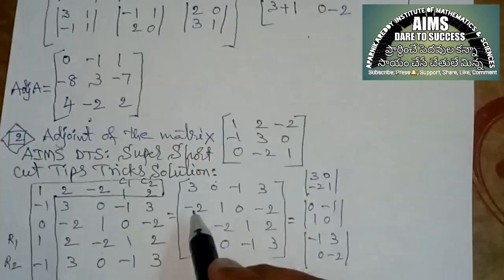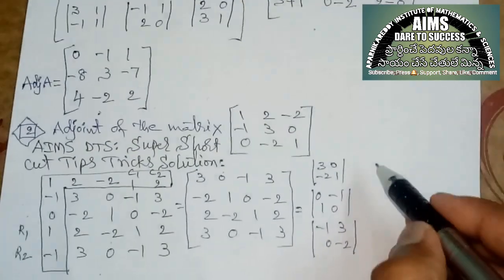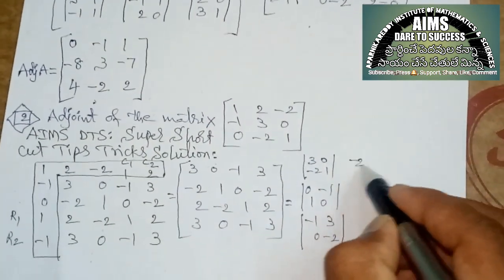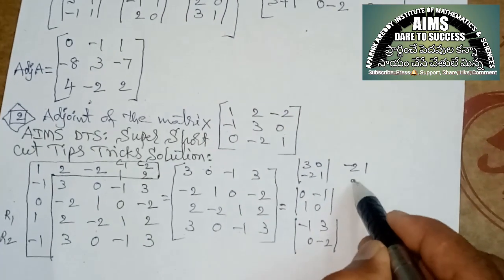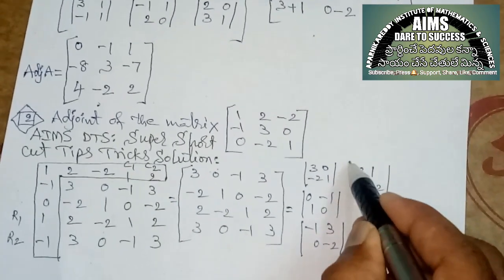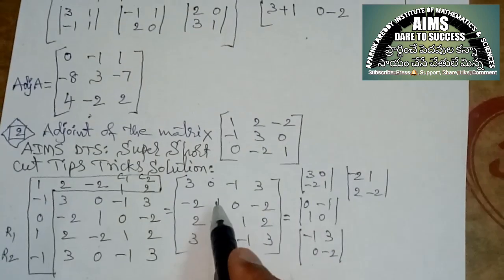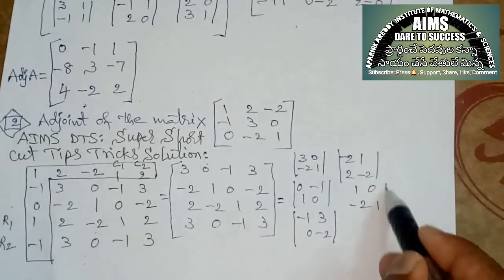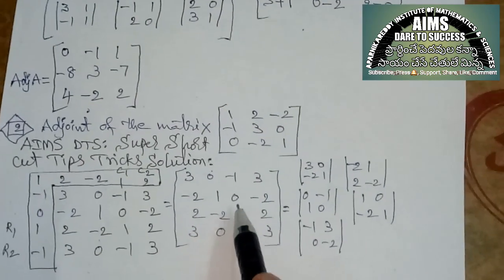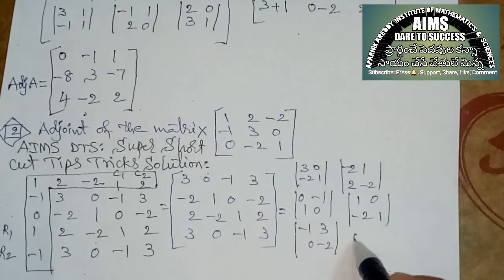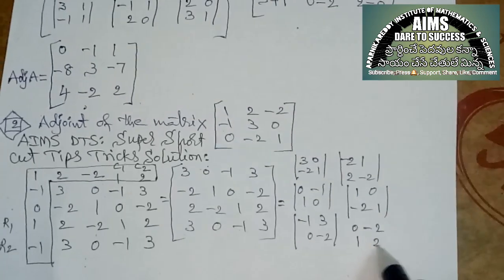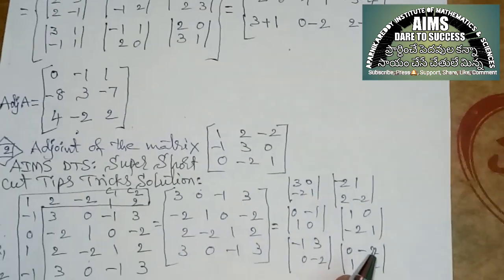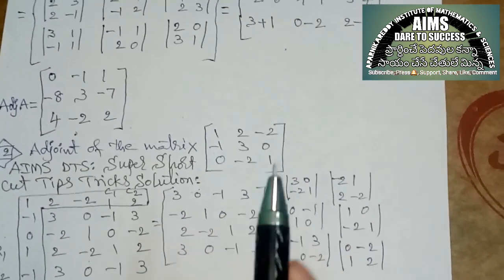Row 1 completed. Then row 2, row 3, assume. We will write minus 2 1 2 minus 2 in the second column. After that, 1 0 minus 2 1, write in the second column. After that, 0 minus 2 1 2, write in the second column. So row 1, row 2, leave it.